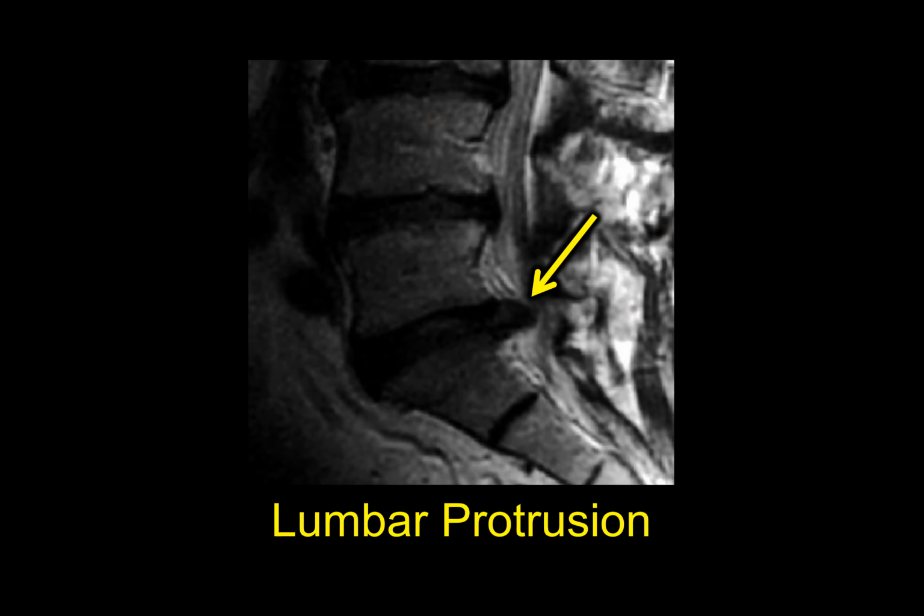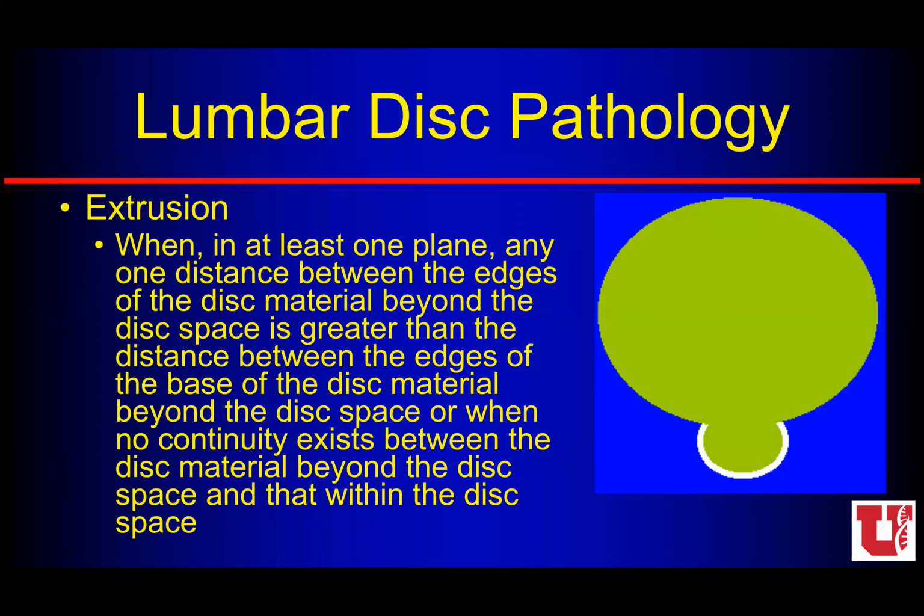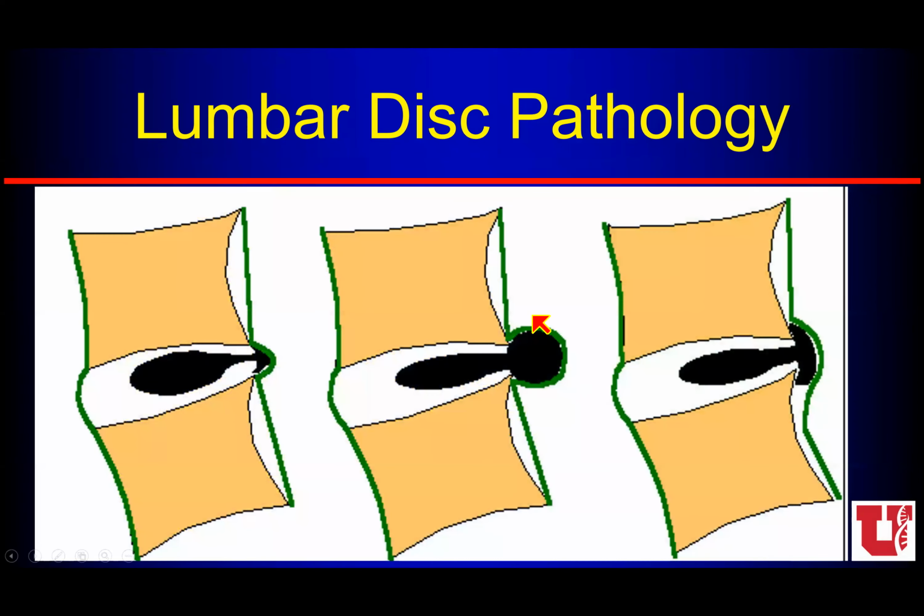So we differentiate a protrusion from an extrusion. If you have an extrusion, then in any plane, the distance between the edges is greater than the edges of the base of the disc material. So the distance right here of the disc material that's extending out is greater than the base of where the disc material is escaping at that level. And again, that can be at any plane. So that can be axial or it can be sagittal. So if we think about that dimension, if the disc material that's escaping is bigger top to bottom than its origin, than its base, then that's going to count as an extrusion at that level.